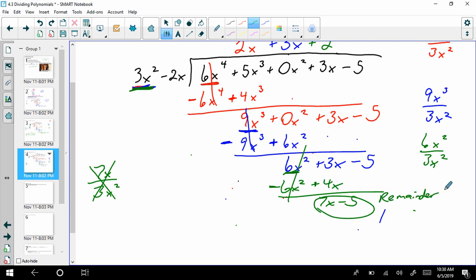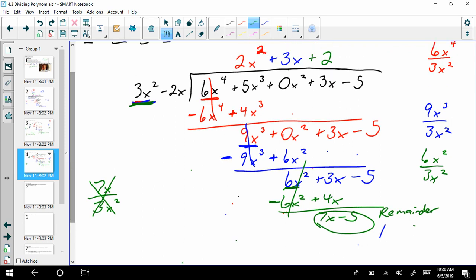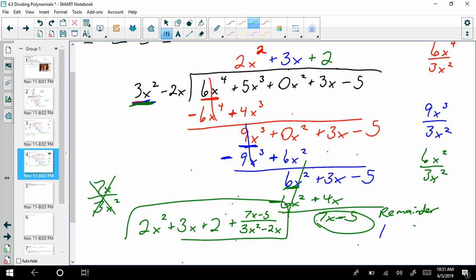You can have multiple parts to your remainder. So how we would write our answer is 2x squared plus 3x plus 2 plus my remainder 7x minus 5 over what I was dividing by. So not a pretty answer, but that is the result.